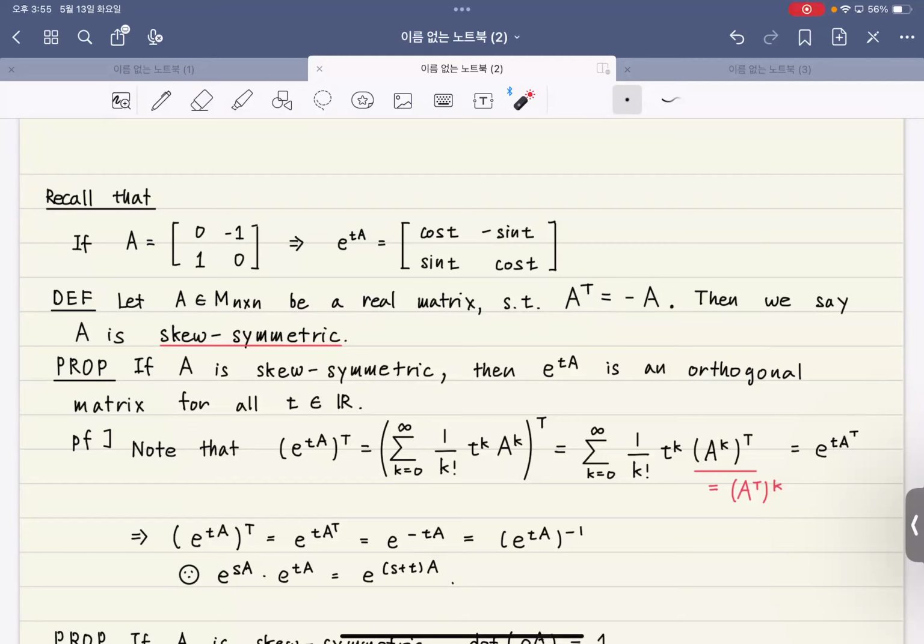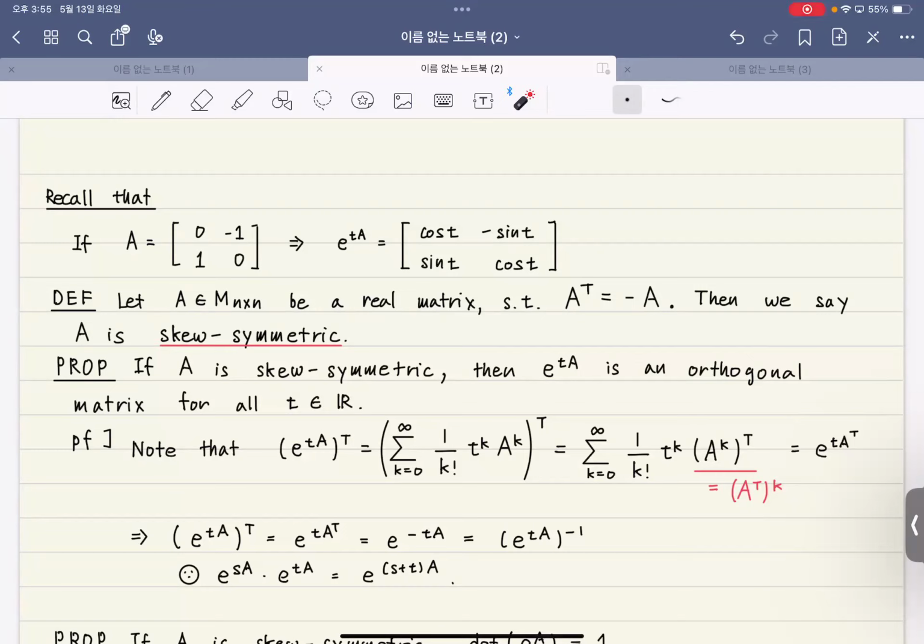Okay. And if A is a skew symmetric matrix, then its matrix exponential e^(tA) is an orthogonal matrix for all real numbers t. Do you remember the orthogonal matrix? So what was the orthogonal matrix? The defining property of an orthogonal matrix is that it is a square matrix whose inverse is its own transpose, right?